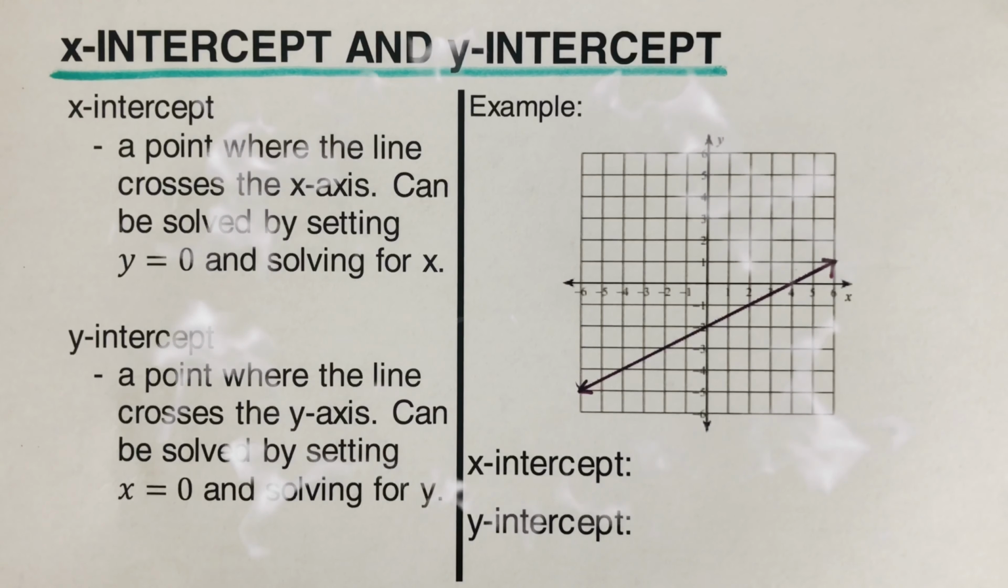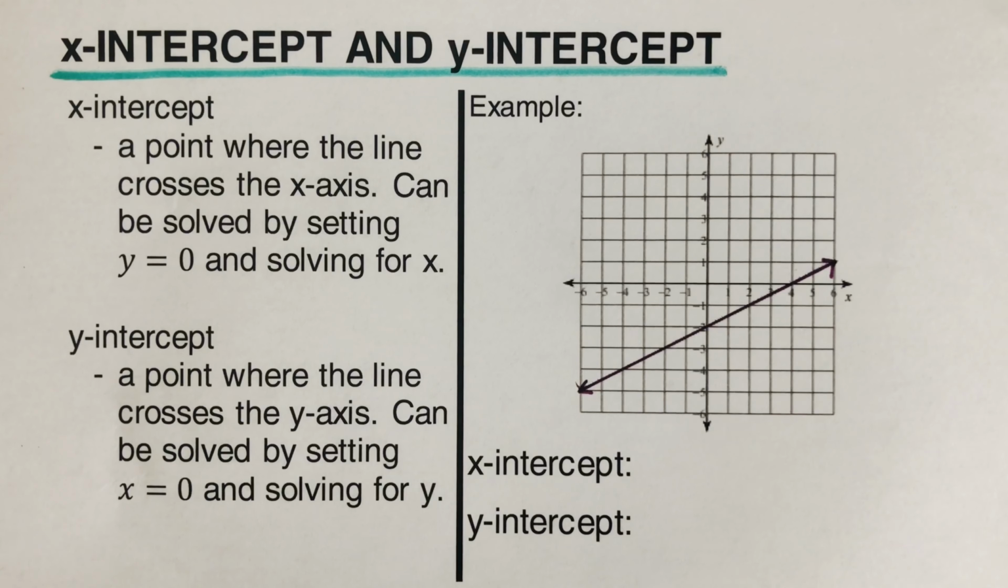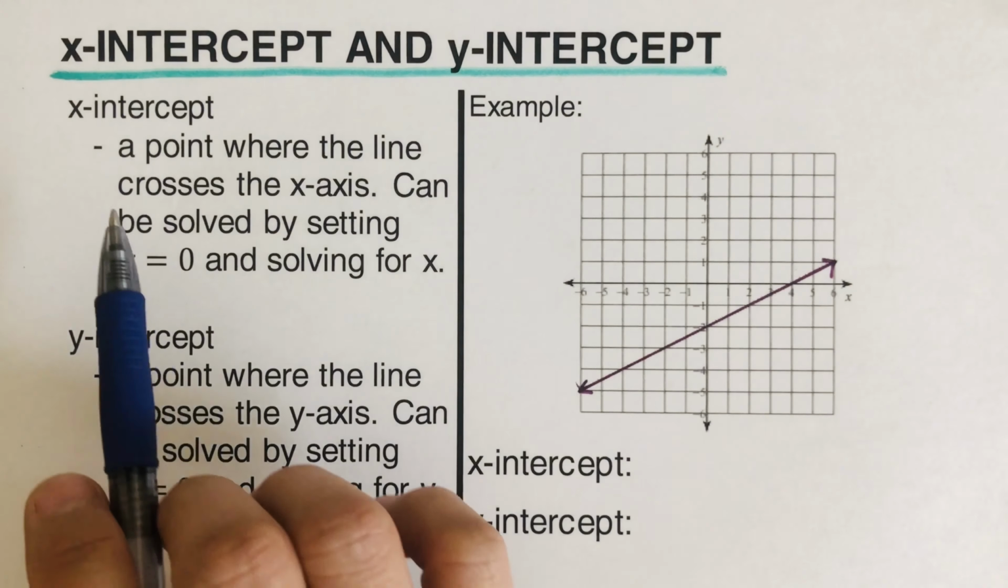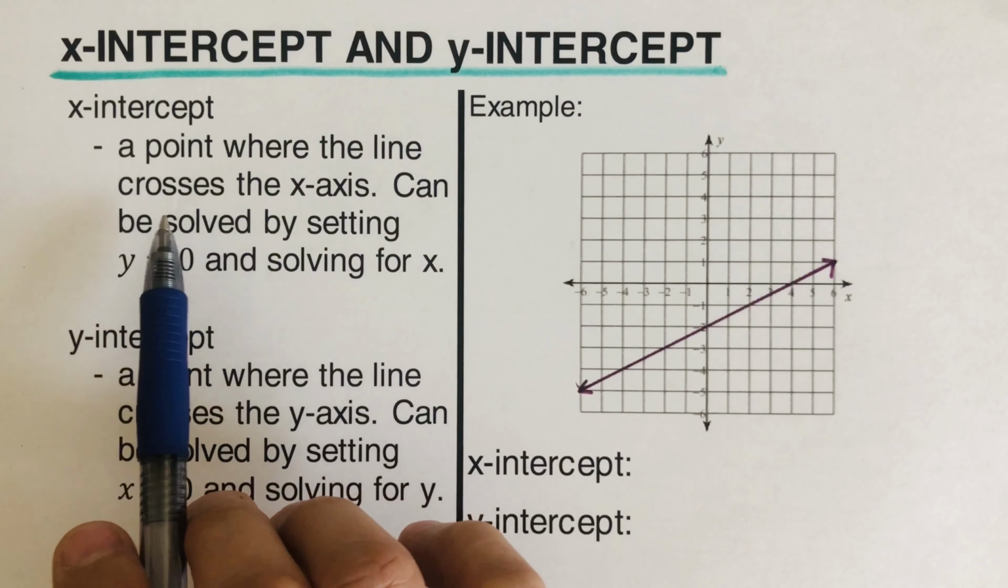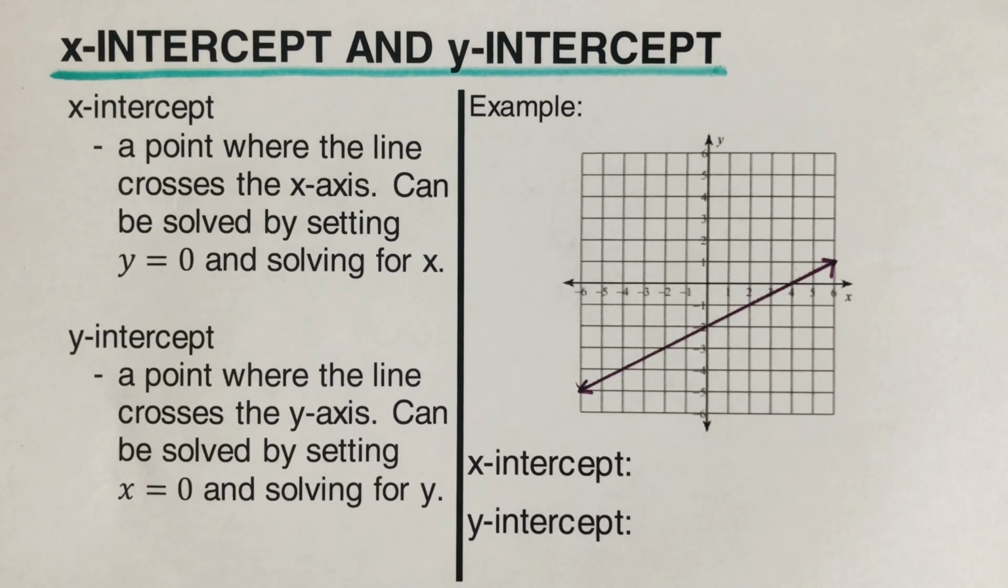Everyone, in this video we are going to determine the x-intercept and the y-intercept both graphically and analytically. So this is the definition for x-intercept and y-intercept. An x-intercept is a point where the line crosses the x-axis, and this can be solved analytically by setting y equal to 0 and solving for x. The y-intercept is a point where the line crosses the y-axis and can be solved by setting x equal to 0 and solving for y.